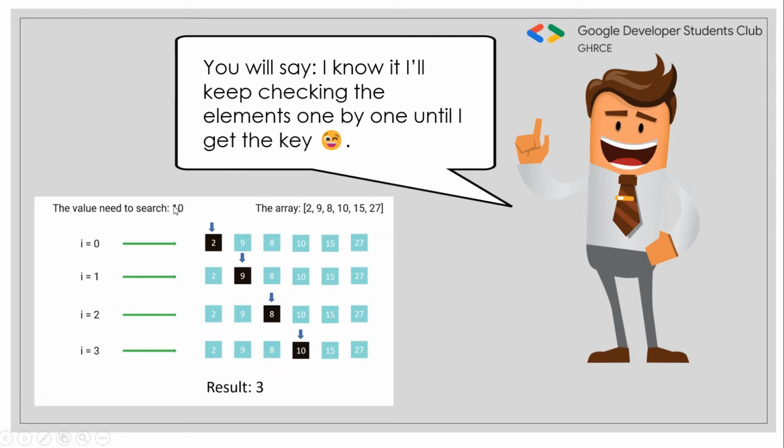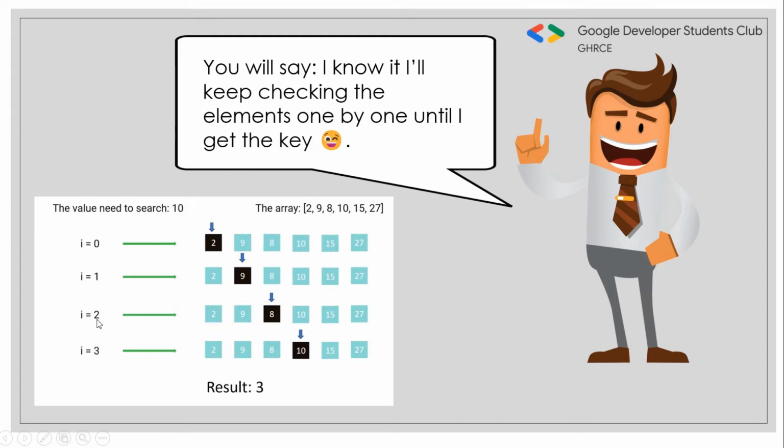What do we have to search? We have to search for 10 and the elements are 2, 9, 8, 10, 15 and 27. So according to your answer, you will check the element at the first index, which is the 0th index. It is 2 and the element which we want is 10, so it does not match. So we'll increment the index and check the 1st index, which is the second element. We'll check if 10 is equal to 9. They are not equal, so we'll again increase the index by 1.